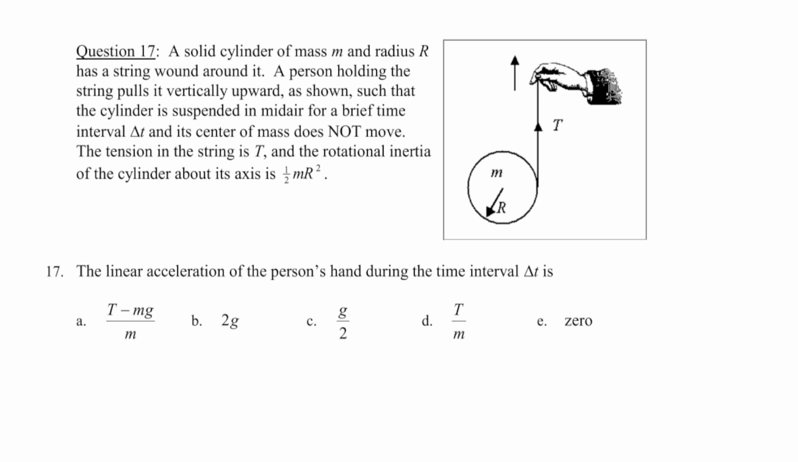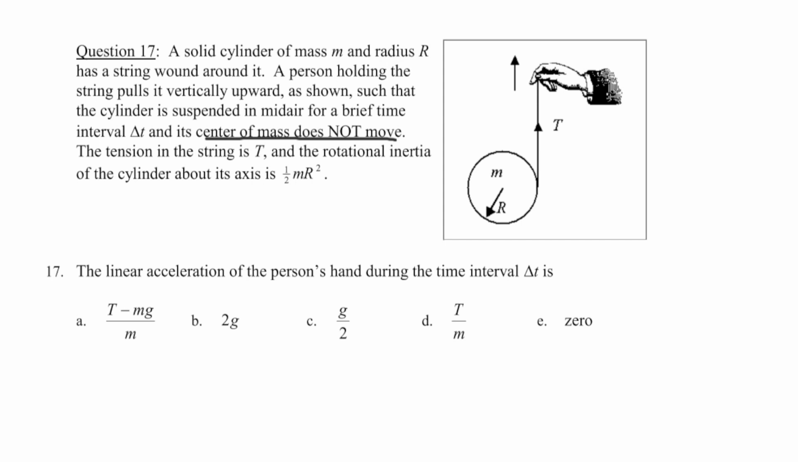This is a very weird looking one. A solid cylinder of mass m and radius r has a string wound around it. A person holding the string pulls it vertically upwards as shown, such that the cylinder is suspended in midair for a brief time interval, and its center of mass does not move. Center of mass does not move. The tension in the string is T, and we're given the moment of inertia. Calculate the linear acceleration of the person's hand.